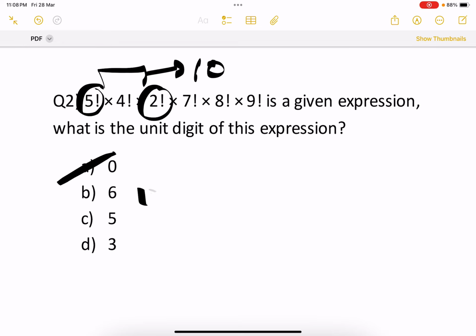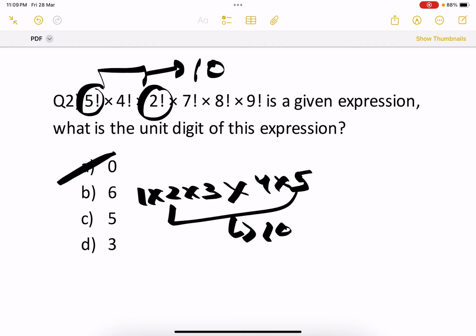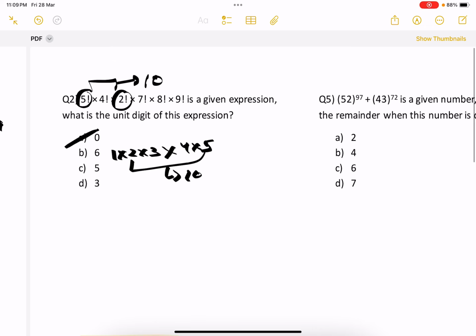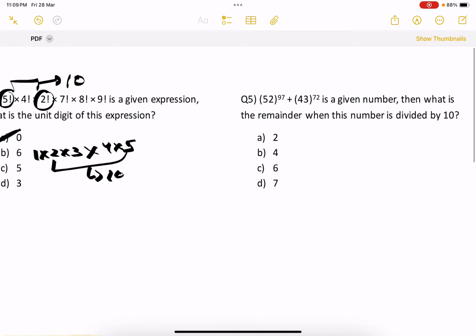If you expand 5 factorial, it would be 1 into 2 into 3 into 4 into 5. So here you have 2 into 5, that is 10. Okay. So the unit digit is 0 only. You need not solve the question. Whenever you see 5 and 2 in a multiplication series and the unit digit is asked, then it would give you 10. So unit digit in that case would always be 0. You need not solve the question further.